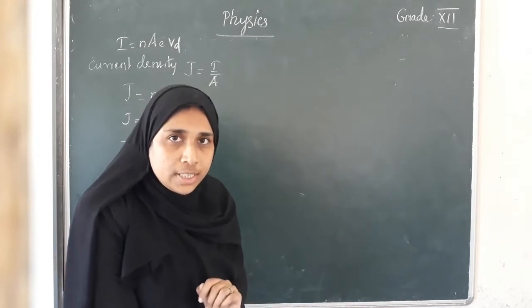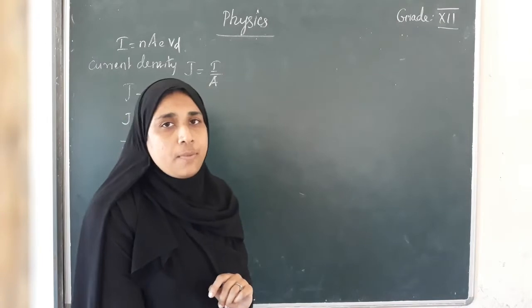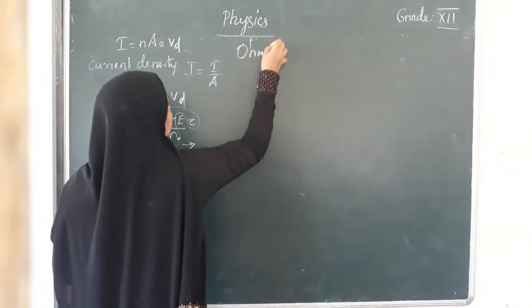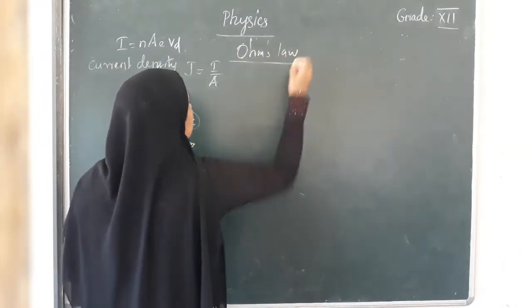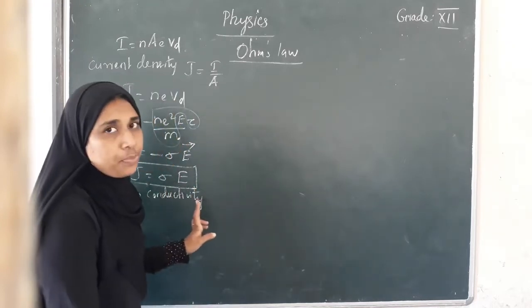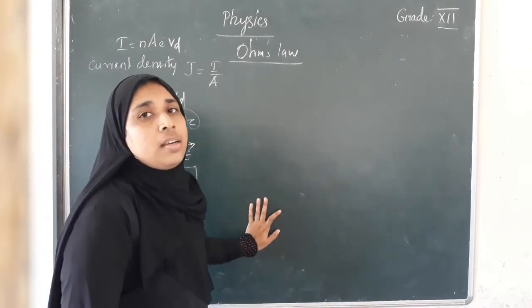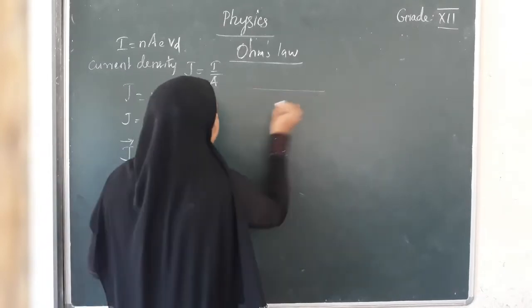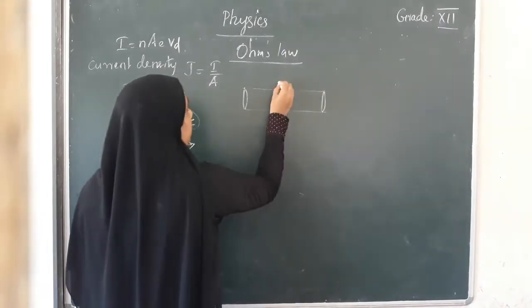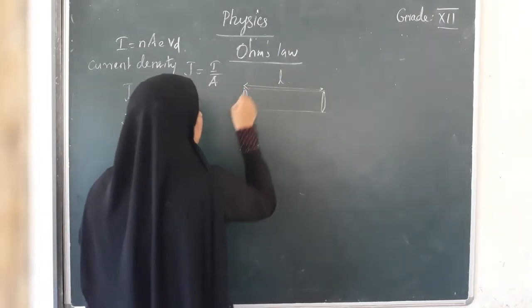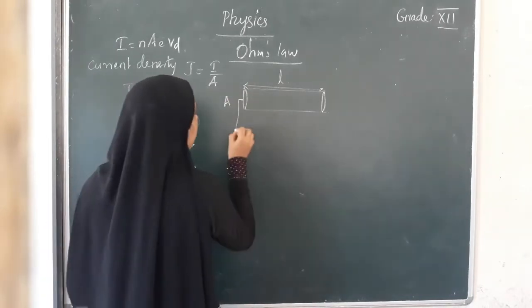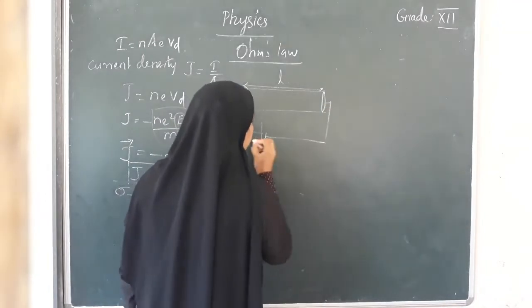Today we are going to learn the macroscopic form of Ohm's law. This macroscopic form of Ohm's law can be derived from the microscopic form of Ohm's law. Consider a conductor of length L, area of cross section A. It is connected to a battery of voltage V.